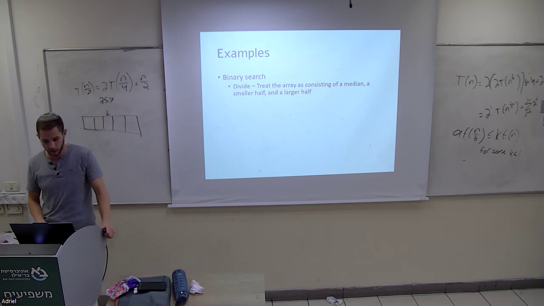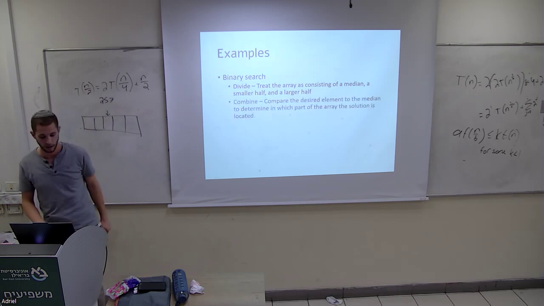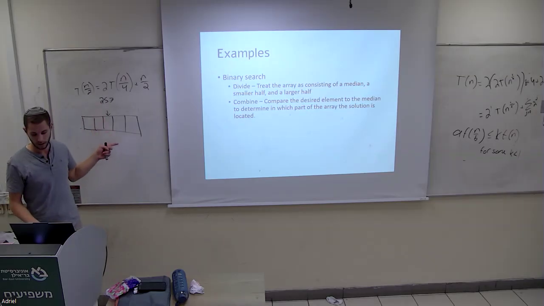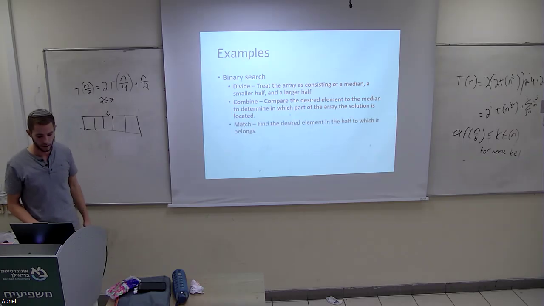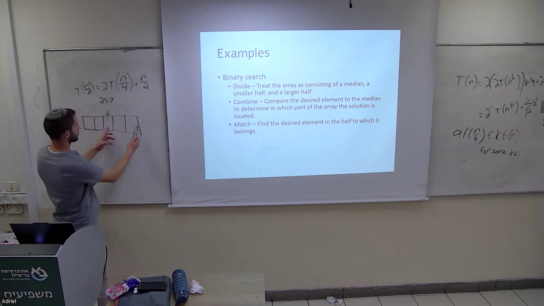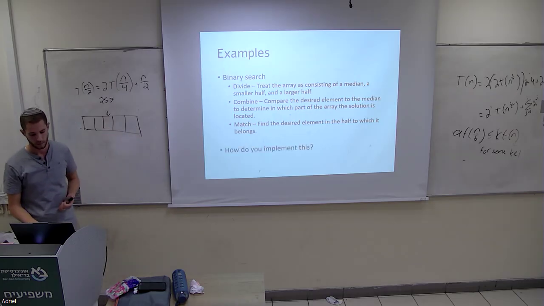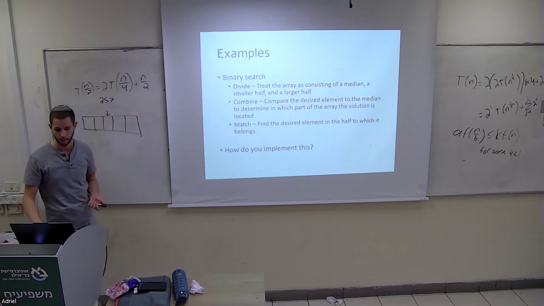So we divide: we treat the array as having a median, a smaller half, and a larger half. That's our divide. Combine: we compare our element to the median, determine which side it's located on, and then we find it recursively in that half of the array. So how do you implement this? Pretty simple, pretty straightforward, right? Yeah. All right.